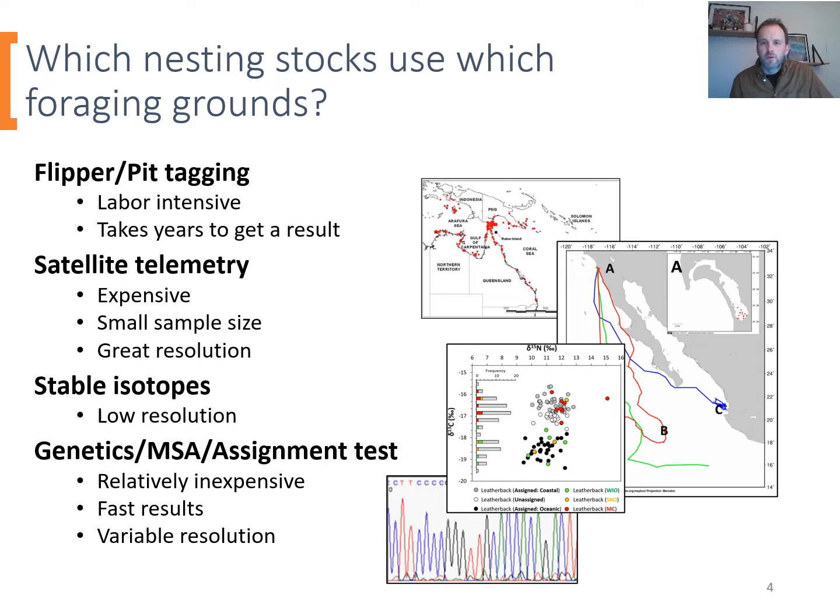So we've been trying to understand connectivity since the first tagging studies more than, I think, half a century ago, if not more. Studies have used flipper tagging or PIT tagging and satellite telemetry and stable isotopes to look at connectivity. But genetics, I think in particular, has been one of our best tools for quantifying connectivity between rookeries and foraging grounds for sea turtles.